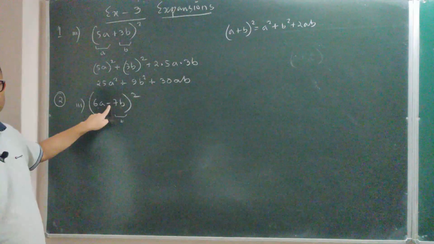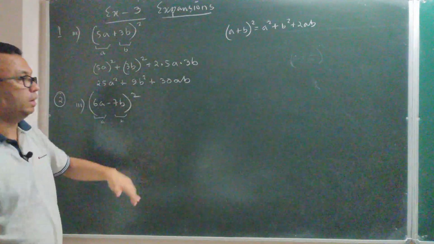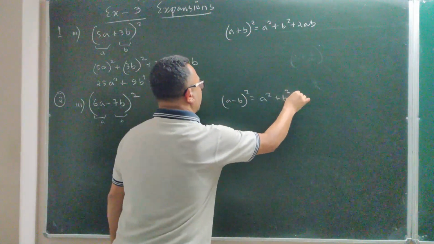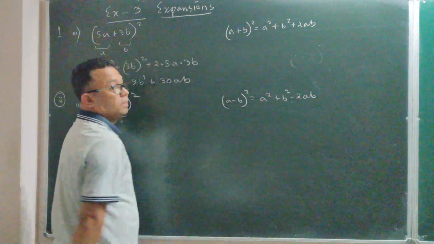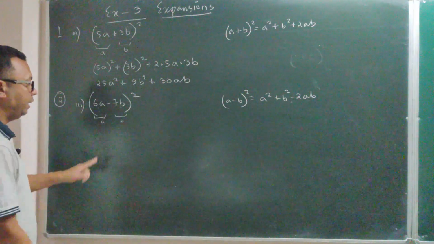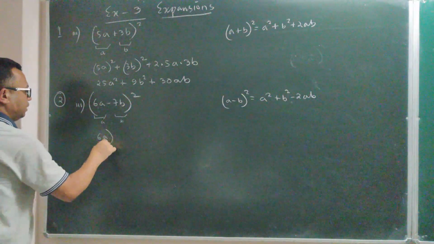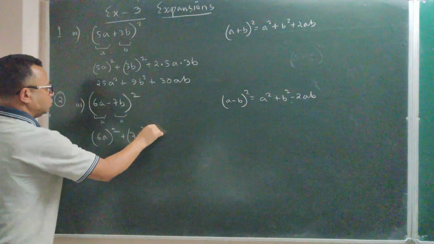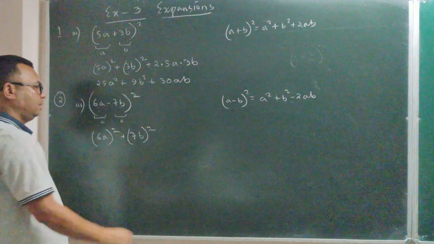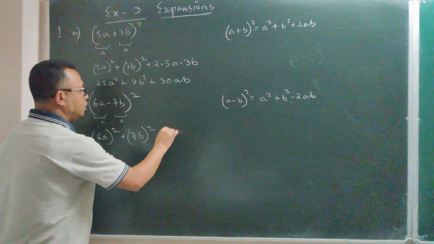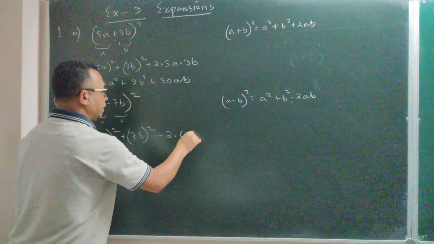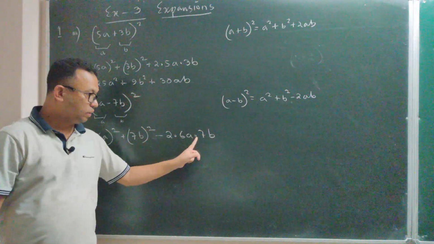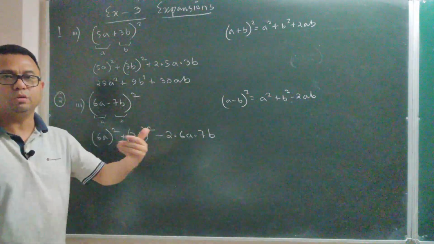As you can see, in the middle minus is there, so I'm going to use the formula (a - b) whole square. You know that (a - b) whole square is a square plus b square minus 2ab. The only difference is there it was plus and here it is minus. So this is our a, so a square, then b square, 7b is our b, so this is b square, and then minus 2ab. 2 into our a, which is 6a, and our b is 7b. Don't forget these dots which I am placing are multiplication. 2ab means 2 into a into b.